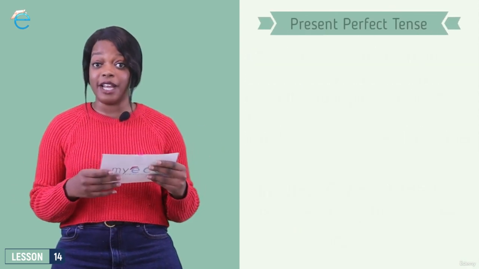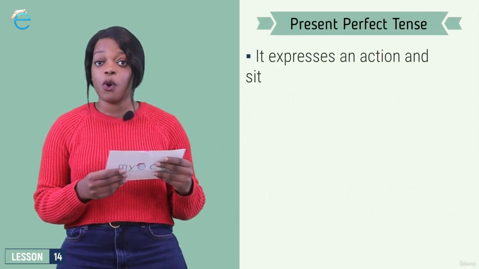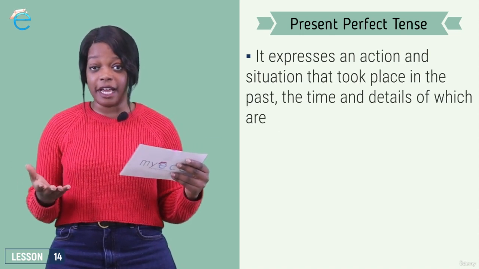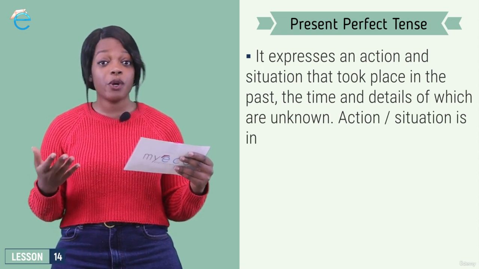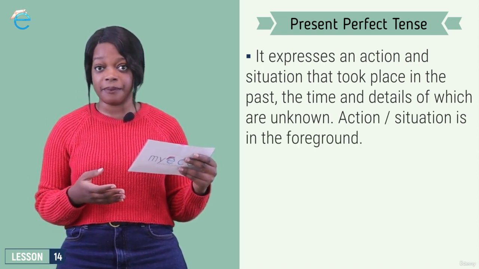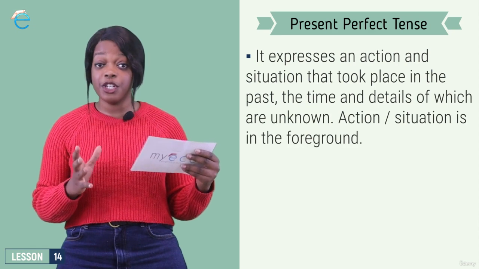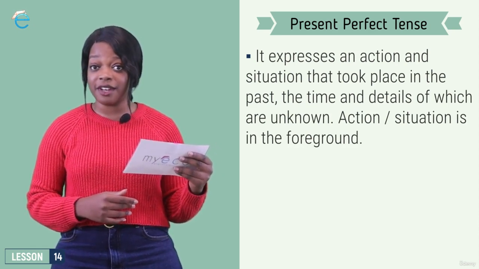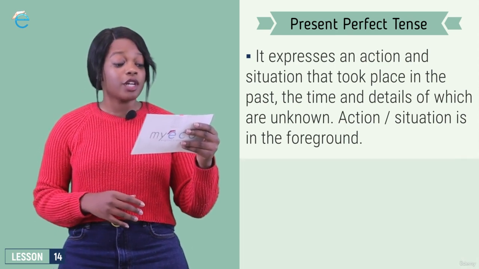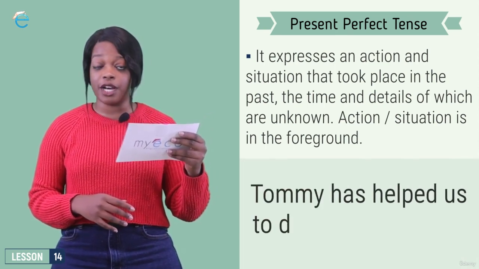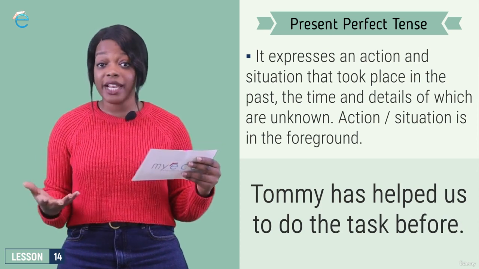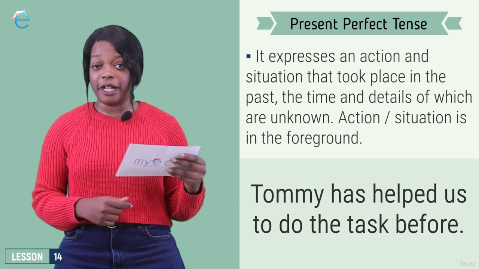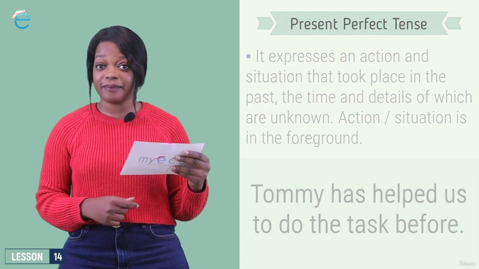On the opposite side, with present perfect tense, we have an action or situation with an indefinite time in the past, meaning we don't know the time that it took place. The action or the situation is the most important piece of information we are given. For example, Tommy has helped us to do the task before. When Tommy helped us is not important, but the action of him helping us is.